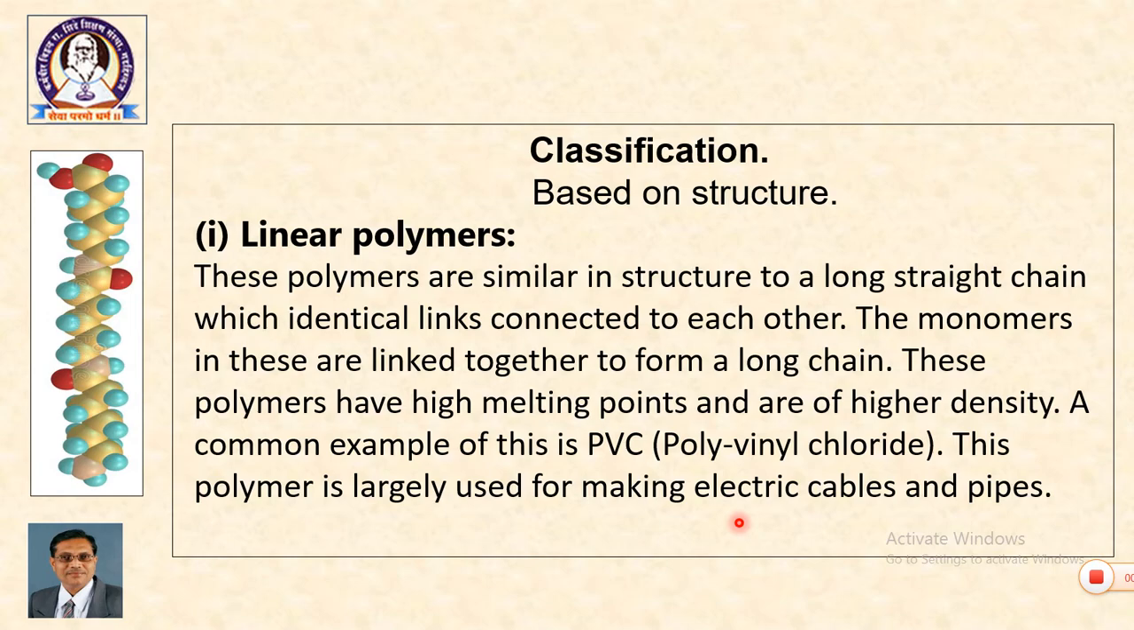These polymers are similar in structure to a long straight chain in which identical links are connected to each other. The monomers in these are linked together to form a long chain. These polymers have high melting points and higher density. A common example is PVC. This polymer is largely used in making electric cables and pipes.